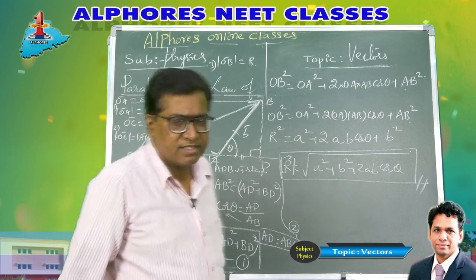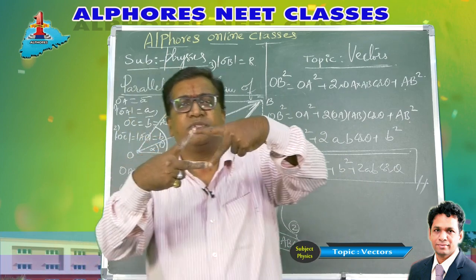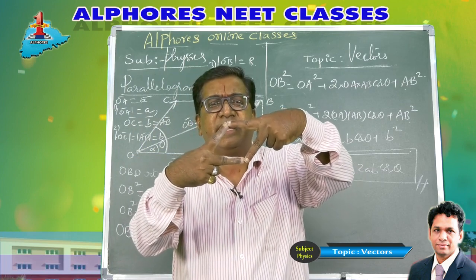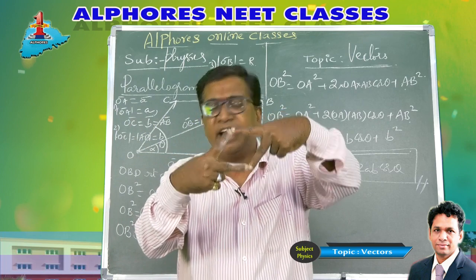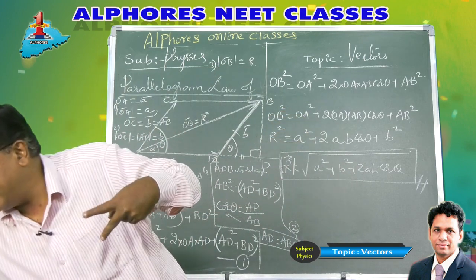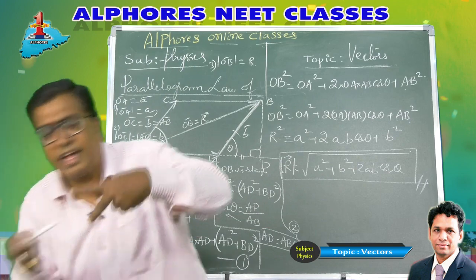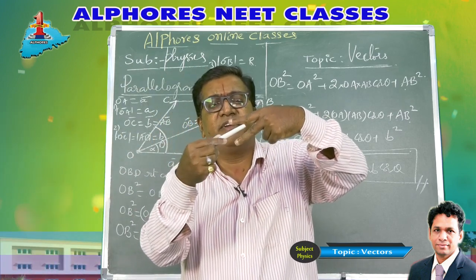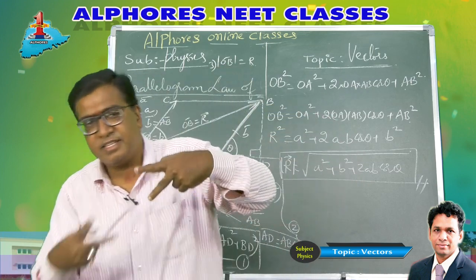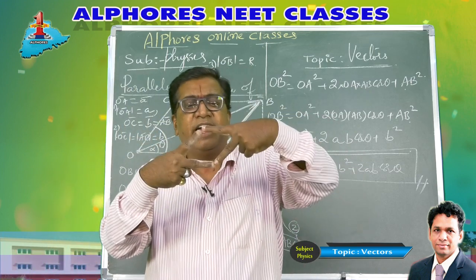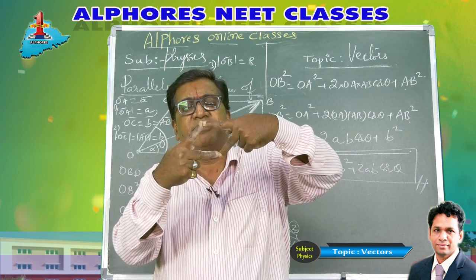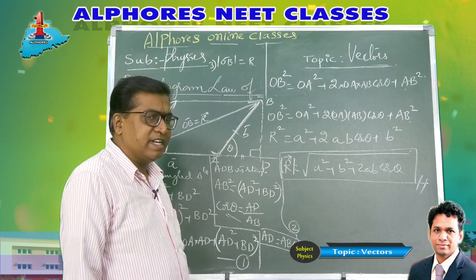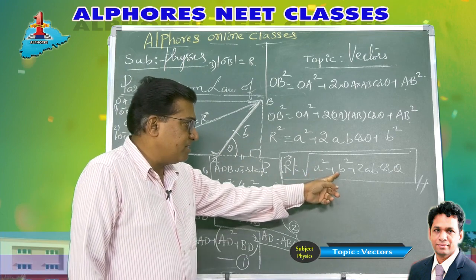So for any two vectors, suppose two vectors are represented as two sides like this in a parallelogram, this is A, this is B, angle theta. If two vectors are acting at a point at an angle theta, then the diagonal in the middle represents the resultant vector, passing from this point to this point in a parallelogram like this. And the magnitude of the resultant mod R is root of A square plus B square plus 2AB cos theta.